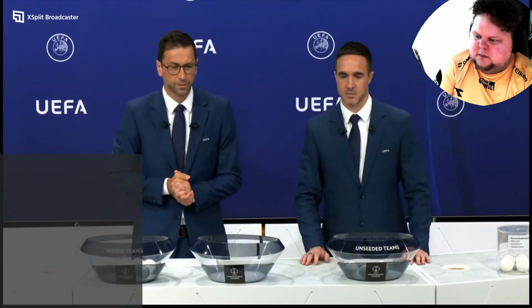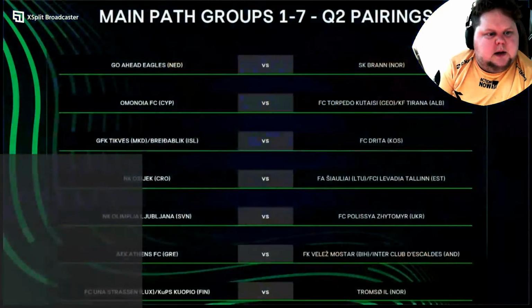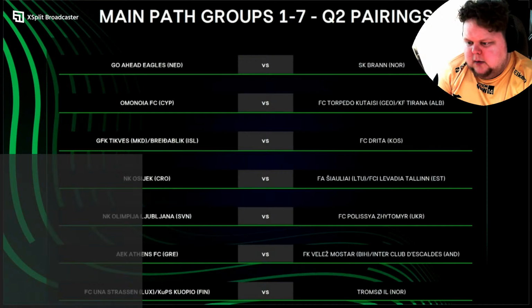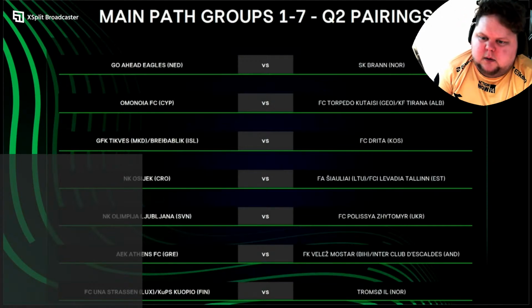Go Ahead Eagles from Netherlands will play against SK Brann from Norway. Monoya FC from Cyprus will play FC Torpedo Kutaisi from Georgia, or KF Tirana from Albania. GFK Tikvesh from North Macedonia, or Breiðablik from Iceland will play FC Drita from Kosovo. NK Osijek from Croatia may play FA Šiauliai from Lithuania, or FCI Levadia Tallinn from Estonia.